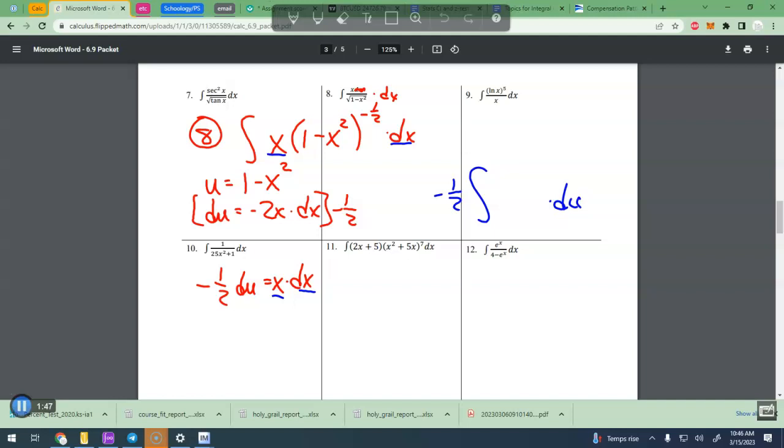Okay. And then u is 1 minus x squared, so then this becomes u to the negative 1 half. And then I can just do my regular power rule, so I add 1 to the power, which makes it 1 half. I multiply by the reciprocal of the new power, so a positive 2 times this negative 1 half is a negative 1. And then don't forget your plus c, and then you shove the x's back in place for the u's. How's that for 8?